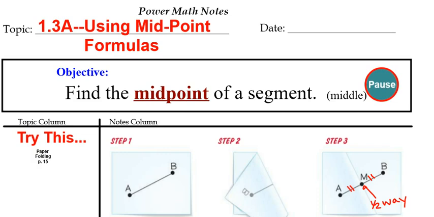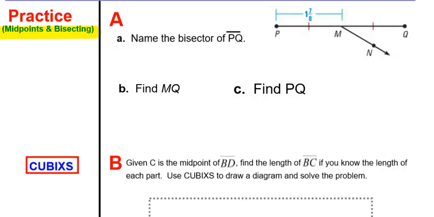But what I would like you to do now is pause and jump to the bottom of the page, and let's look at our first set of practice problems. Our first set of practice problems that we have here is dealing with midpoints and bisecting. The first question here asks us to name the bisector of PQ.